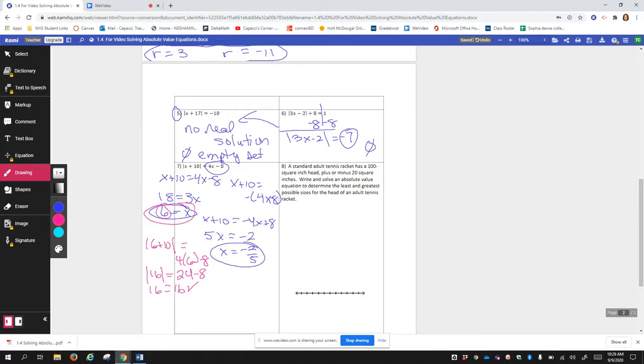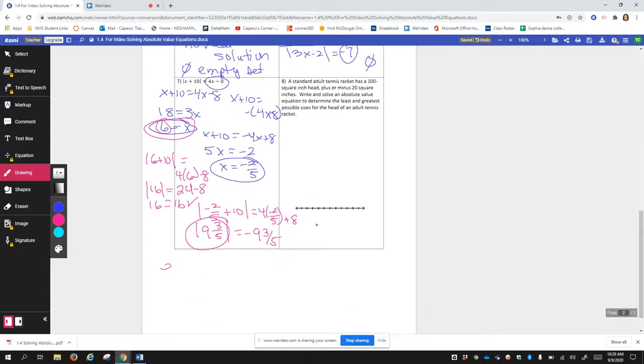Now, when we look at the second option, we have negative 2 over 5. So I have the absolute value of negative 2 over 5 plus 10 is equal to 4 times negative 2 over 5 plus 8. When I simplify that, I have the absolute value of positive 9 and 3 fifths is equal to, and when I use my calculator, I get negative 9 and 3 fifths. Now, the absolute value of 9 and 3 fifths is going to be positive. So this answer is not going to work. We call that an extraneous solution.